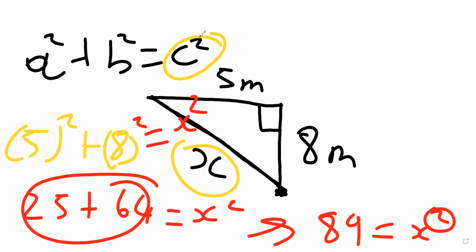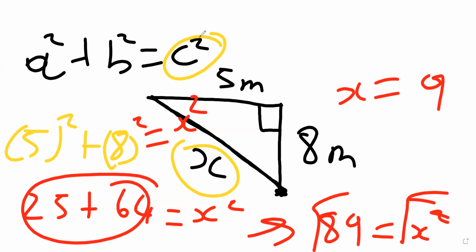Now we want to get rid of the square on x. So we square root both sides. And x will be equal to the square root of 89. And there you go. Using Pythagorean theorem to solve for a missing side of a right triangle. And always remember where to substitute your values into the formula so you don't get it mixed up.